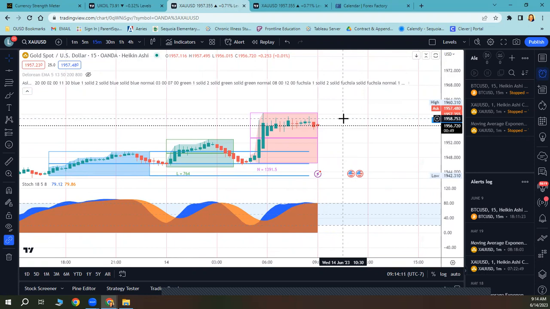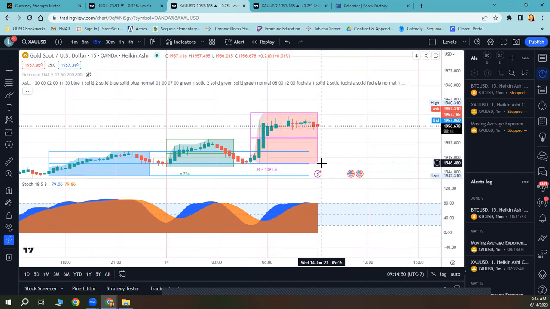From my high, 1960.31. And then the low was over here, but that was from Asian session, okay? That's the low for the day. I want the low from the session. So I'm measuring the bottom of the pink box. So this low is coming in at about 1946.48, okay?